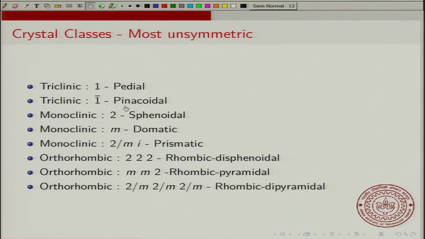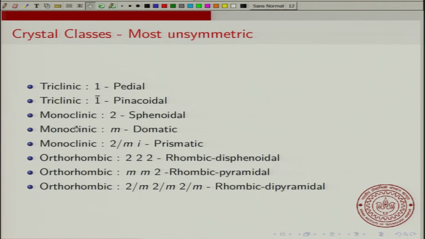Now, the other possibility in the triclinic crystal system is where you have an inversion. So, you have only one symmetry operation, and that is an inversion. So, crystals that have an inversion symmetry and nothing else, their unit cells will be triclinic and they will fall in the pinacoidal crystal class. So, these are the most unsymmetric, where you do not have any symmetry.